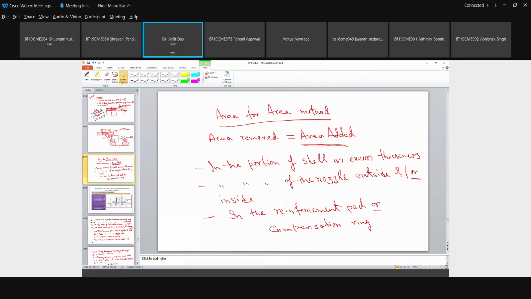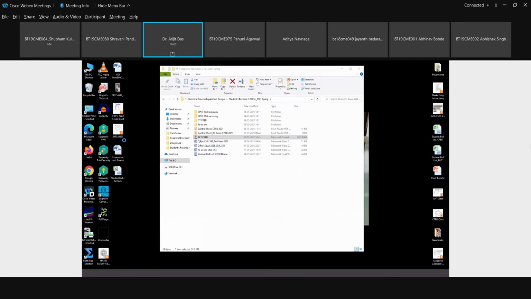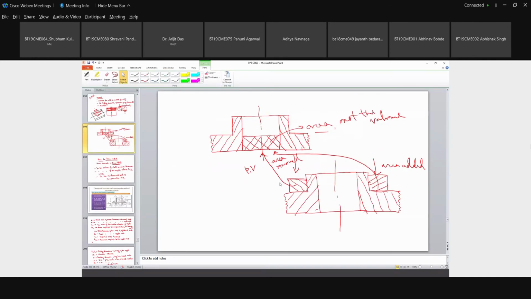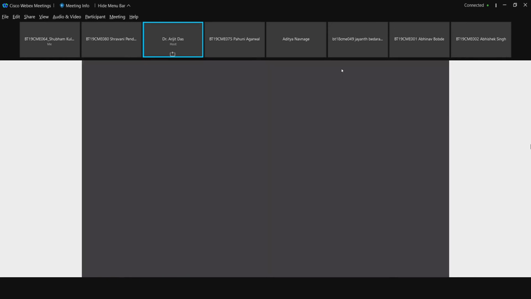And you are adding the area here, okay, and this is known as the compensating ring. Just a minute, if I find the picture or diagram in Google, so I can show it. Just a minute, okay, let me search.